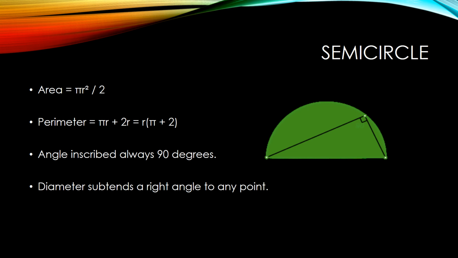The angle inscribed in a semicircle is always 90 degrees. Any diameter of a circle subtends a right angle to any point on the circle. No matter where the point is, the triangle formed with the diameter is always a right triangle.